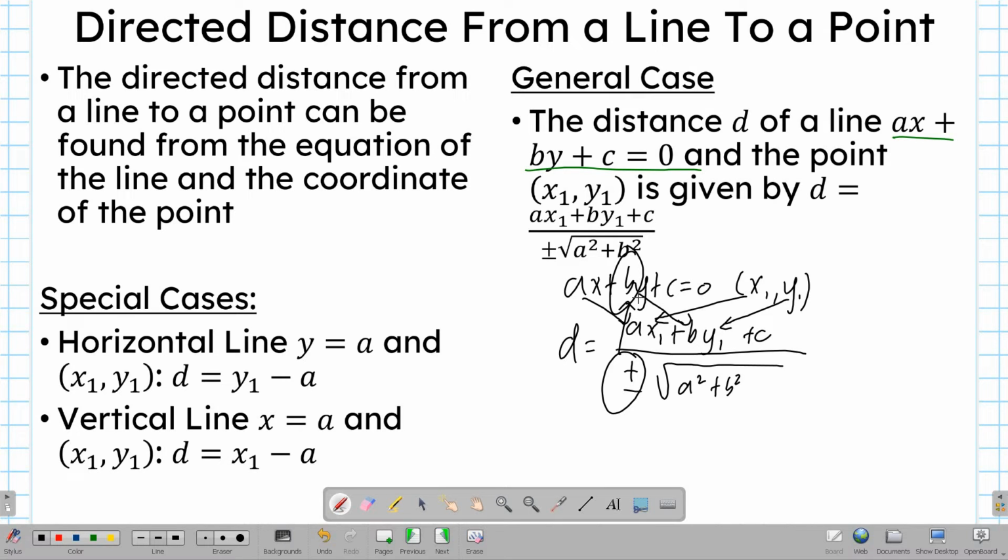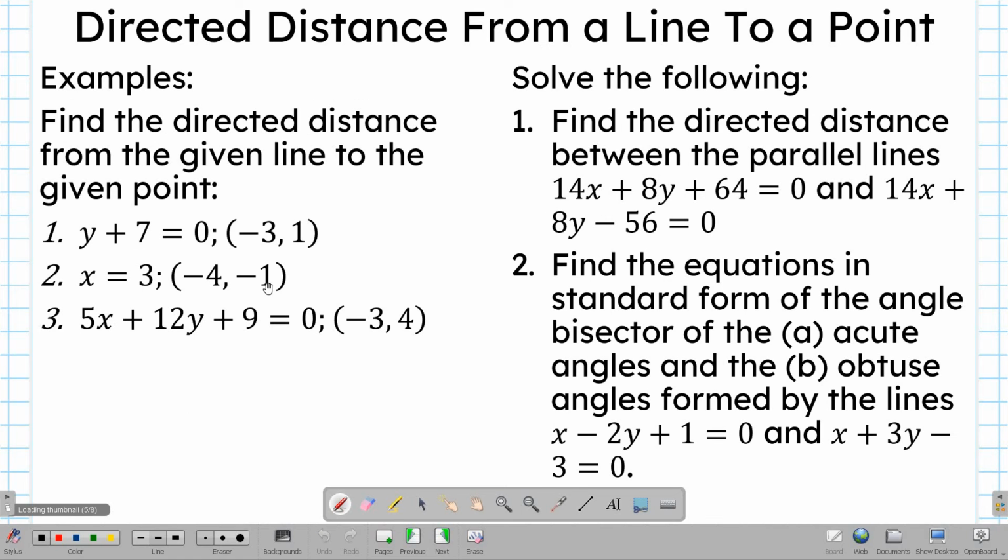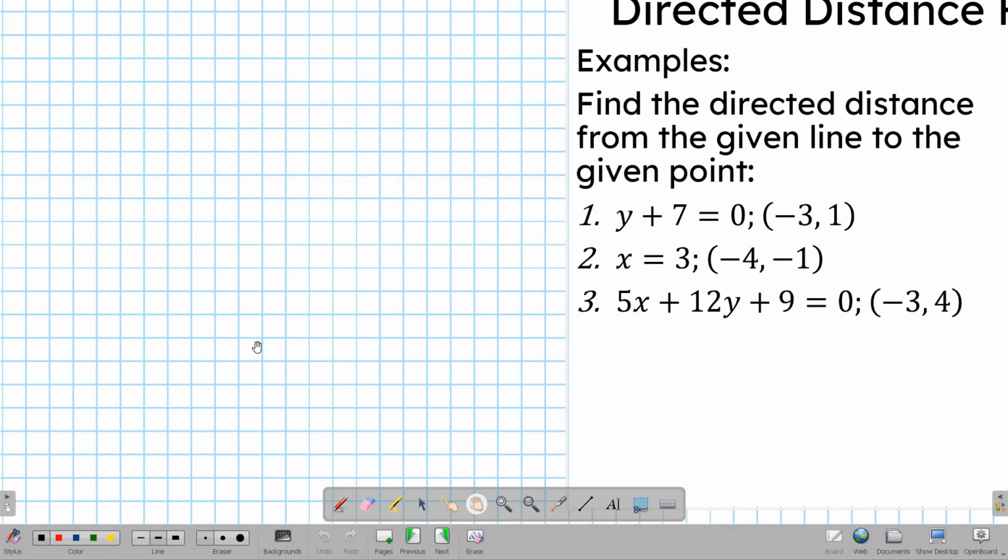I'm not going to show anymore where it comes from because it will take time. So let's have some specific examples for this. For the first one, explicitly we're asked to solve for the directed distance from the given line to the given point. So in number 1, we have the line y plus 7 equals 0. What is its distance from the point negative 3, 1? Ngayon, kung naka-general form yan, ax plus by plus c equals 0, pwede natin gamitin yung general case. However, kung mapapansin nyo, y lang. Technically, pag nag-transpose ka, this becomes y is equal to negative 7. And this is a horizontal line. Kasi nga, it's just y equals a constant.